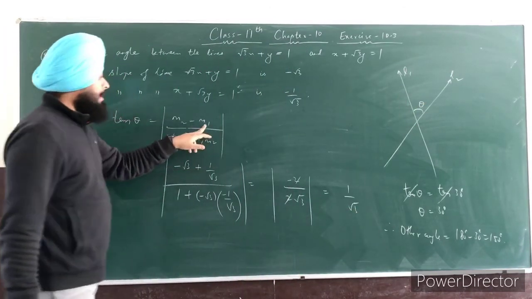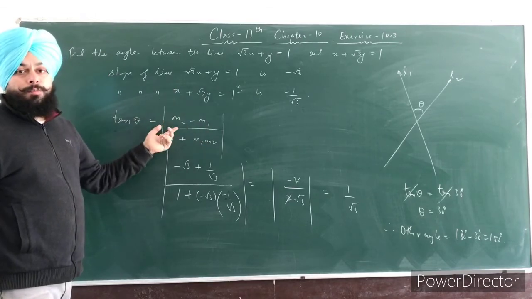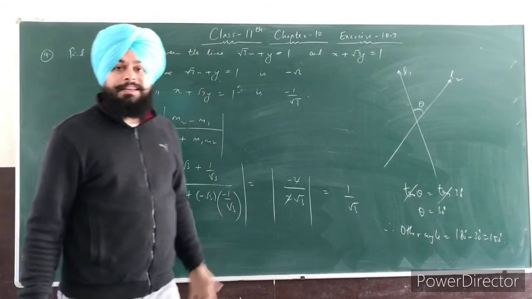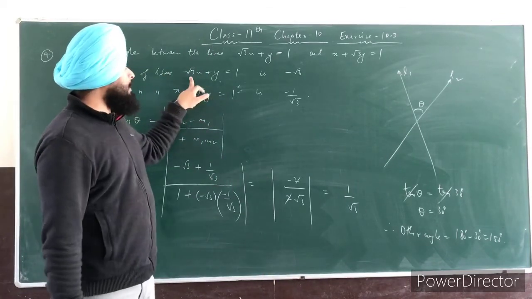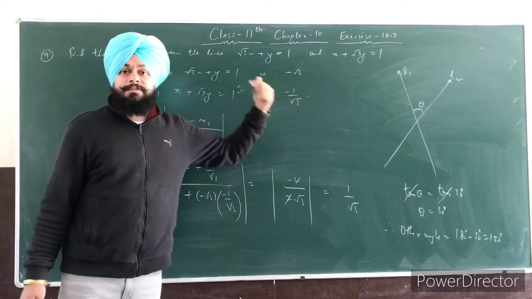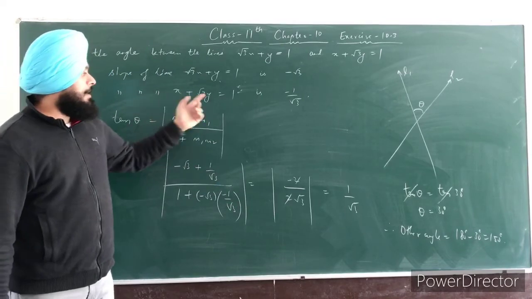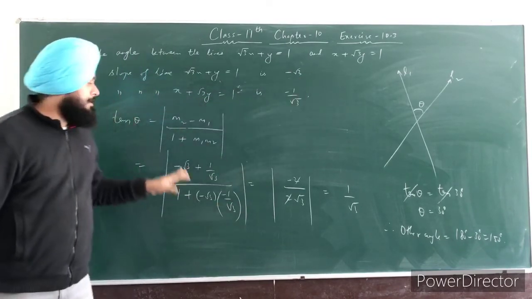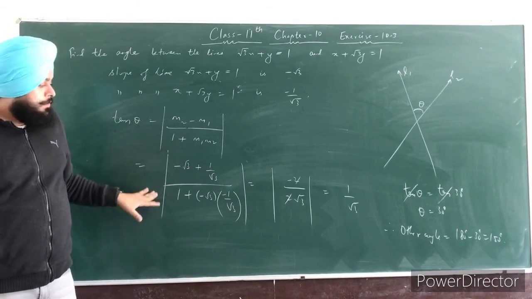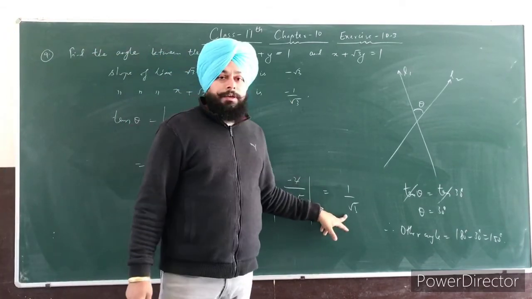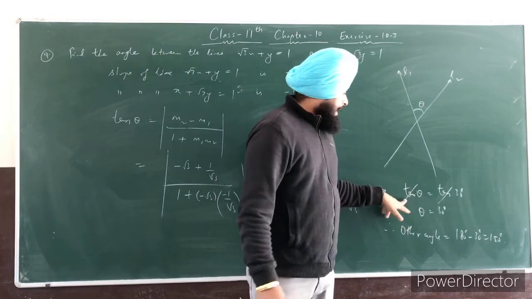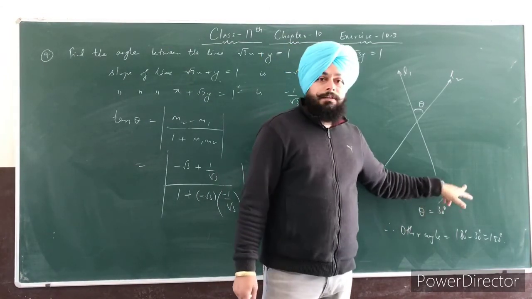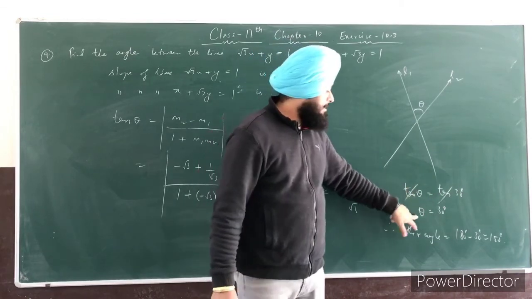So what is m1? m1 is the slope of the first line, m2 is the slope of the second line. The slope of the given line is minus a over b. So a is here root 3 and b is 1. So the slope is minus root 3. The slope of the second line is minus 1 over root 3. Now we put the values of m1 and m2 in this formula. Alright. So on solving this we will get 1 over root 3. Now tan of what angle is 1 over root 3? 30 degrees. So write here tan 30. The tan can cancel and theta is 30 degrees.